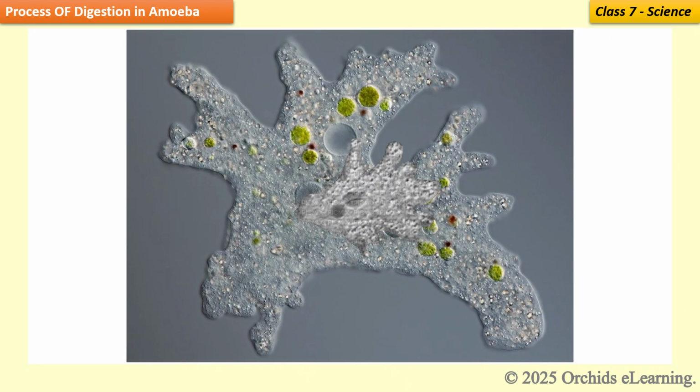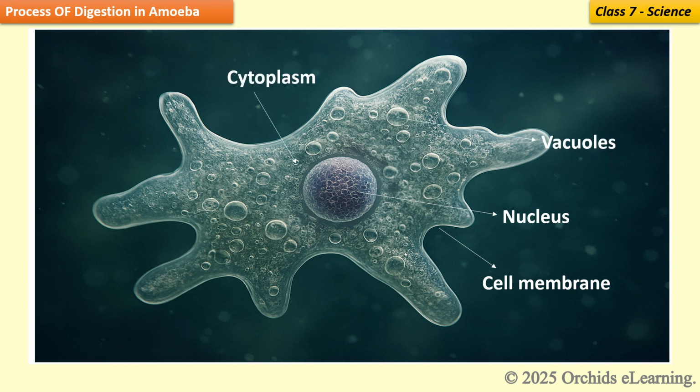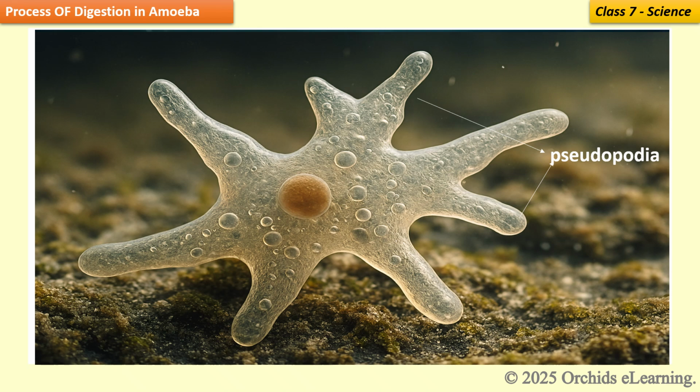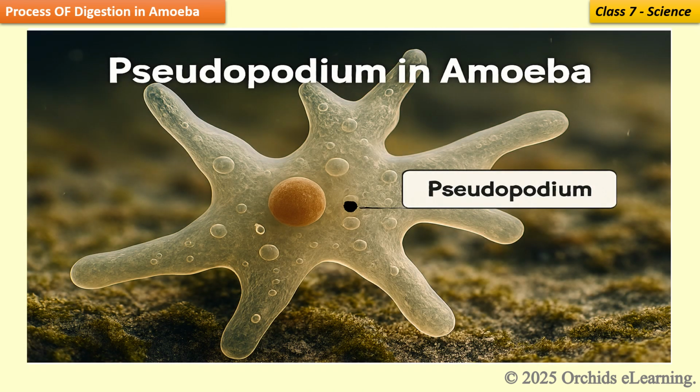Process of digestion in amoeba. Amoeba is a single-celled, microscopic organism. Let us see how the process of digestion takes place in such a small organism. Amoeba has a cell membrane, nucleus, and small bubble-like vacuoles in the cytoplasm. Amoeba forms one or many pseudopodia, or false feet, for movement and capturing food. Pseudopodium is a finger-like projection formed by amoeba.